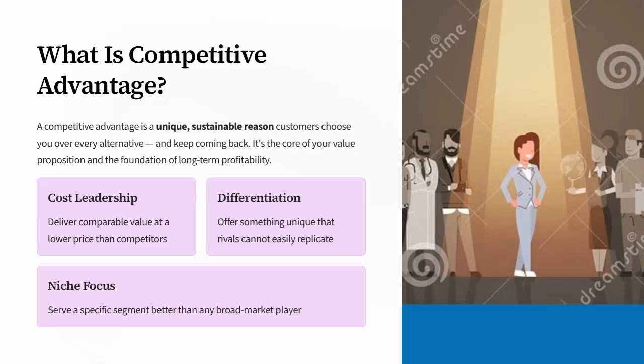Competitive advantage is the reason customers choose one company over every available alternative and continue coming back. It must be both unique and sustainable, because a temporary edge is not enough to support long-term profitability. The three core approaches are cost leadership, differentiation, and niche focus. Cost leadership means delivering comparable value at a lower price. Differentiation means offering something distinctive that competitors cannot easily copy. Niche focus means serving a specific customer segment more effectively than broad market competitors. Together, these approaches shape the company's value proposition and strategic position.